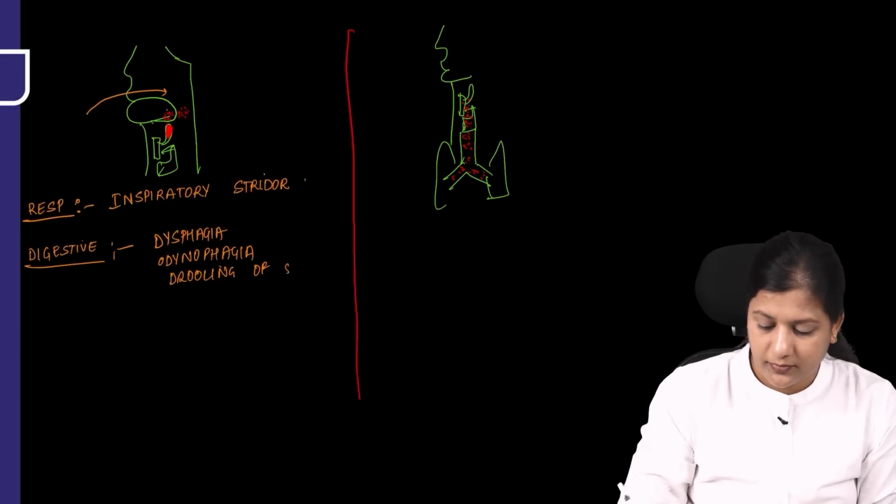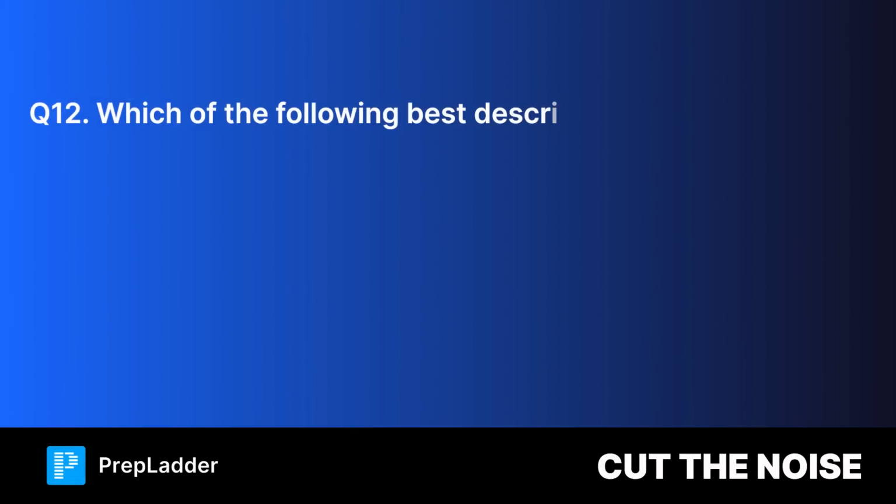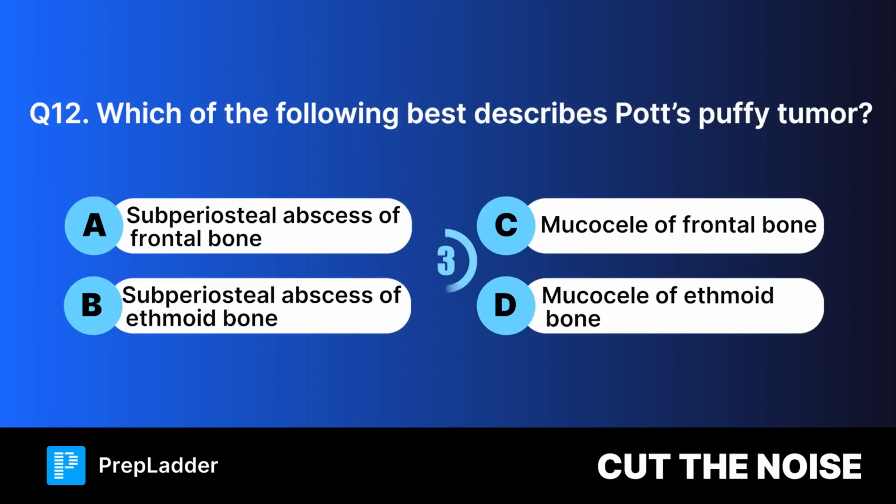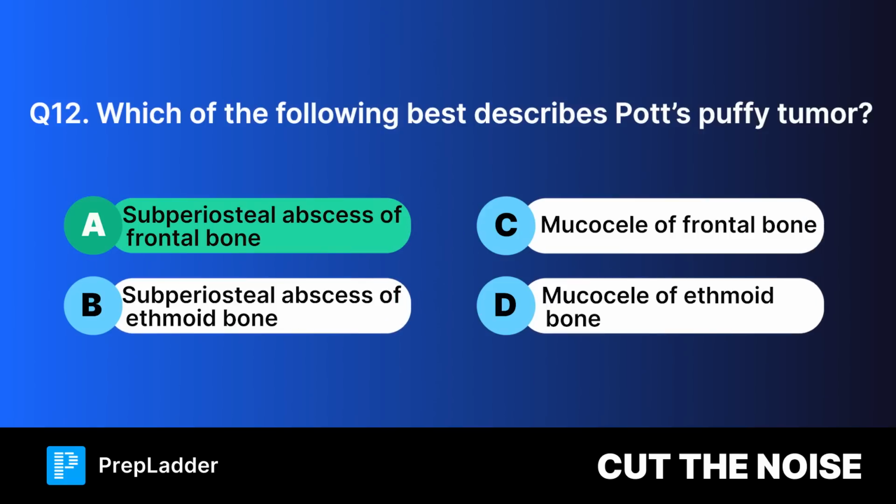Question 12. Which of the following best describes Pott's puffy tumor? Your options are, and the correct answer is subperiosteal abscess of frontal bone.